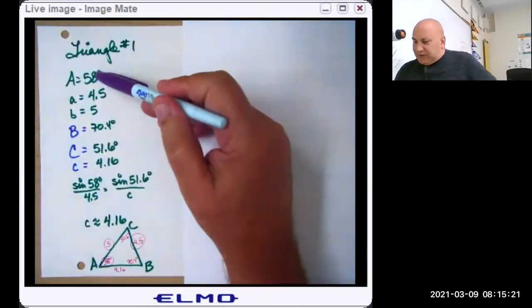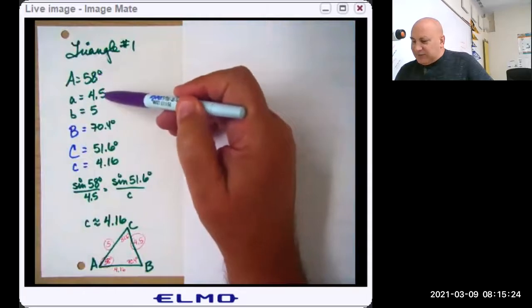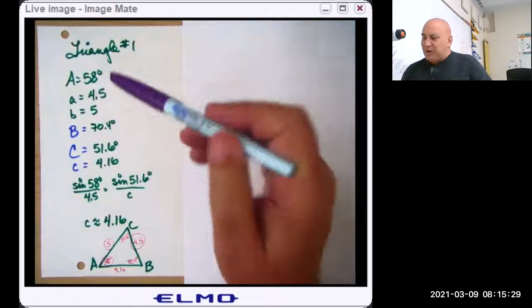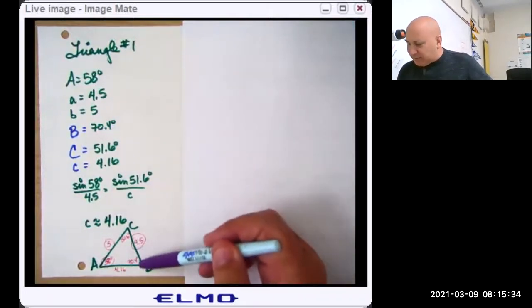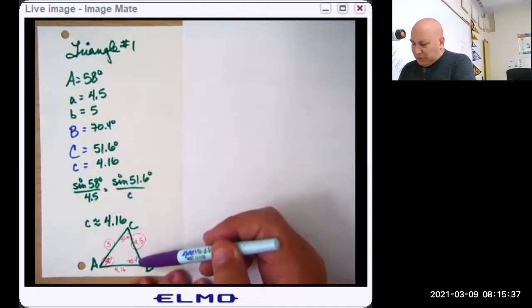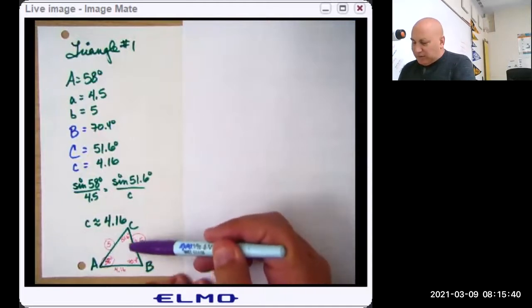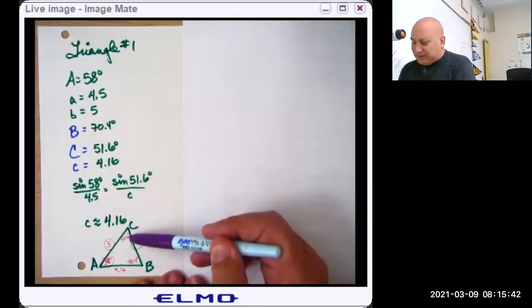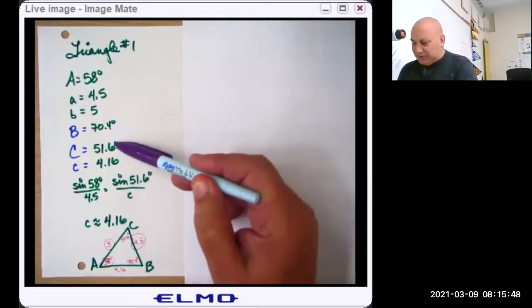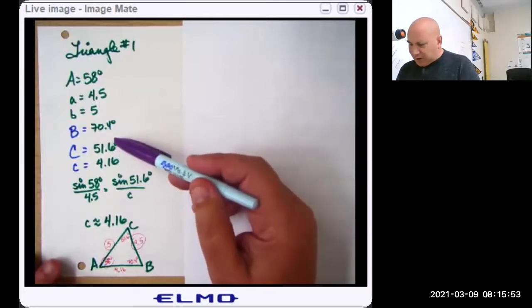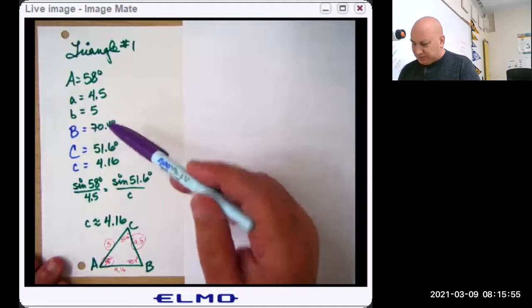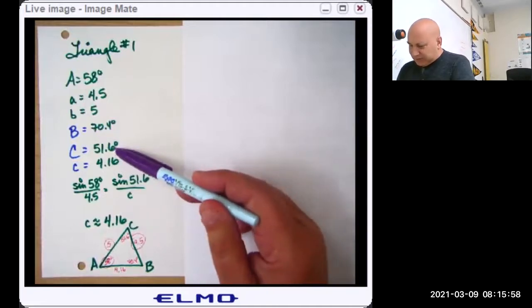So here's what we were given. Angle A is 58 degrees, side A is 4.5, side B is 5. And we got angle B is 70.4 degrees down here. So now we know if this is 58 and this is 70.4, angle C is, well, I need to really get this straight, don't I? Angle C is 51.6 degrees. That's an exact value, isn't it? No, it's not. It's an approximation because this was an approximation. All right, so we have 51.6 degrees.